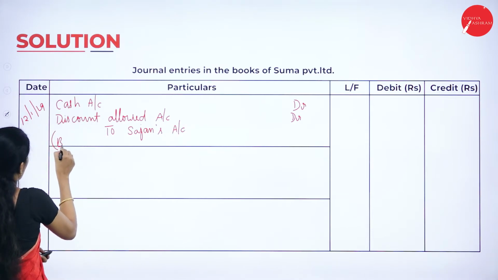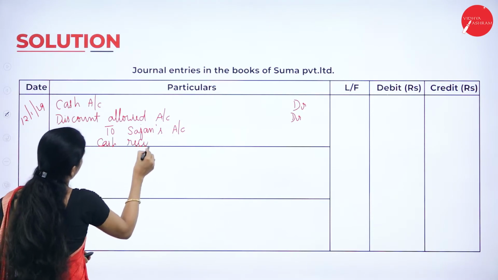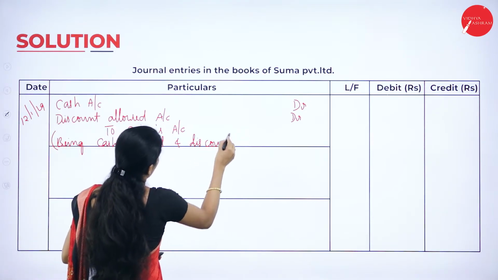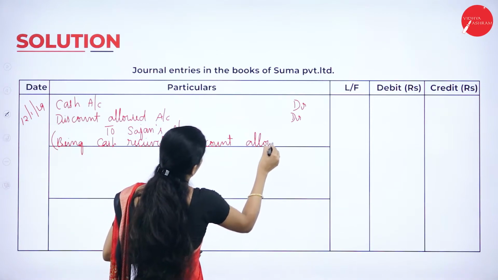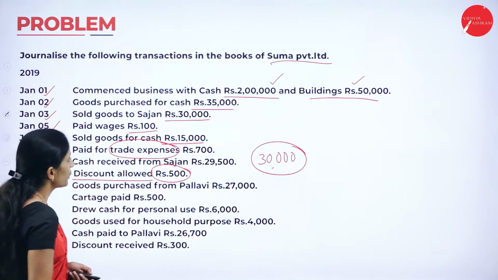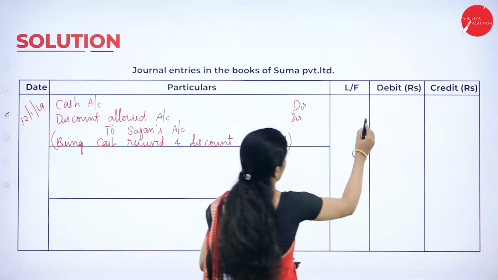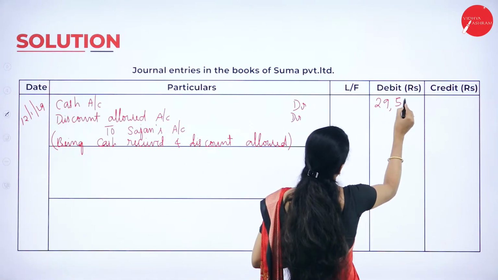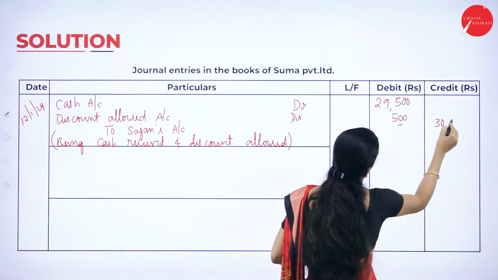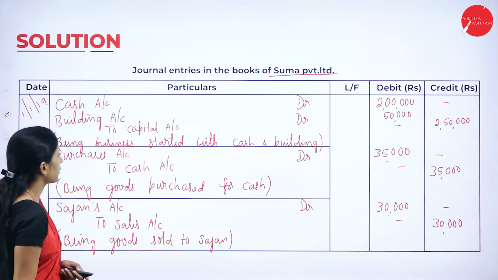So what is the narration? Being cash received and discount allowed. So what is the amount received? 29,500 and 500 is a discount. So 29,500 is cash and 500 is a discount. So the total amount is 30,000.